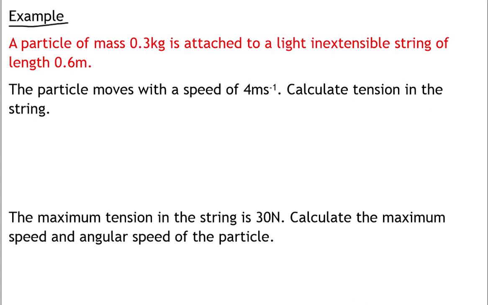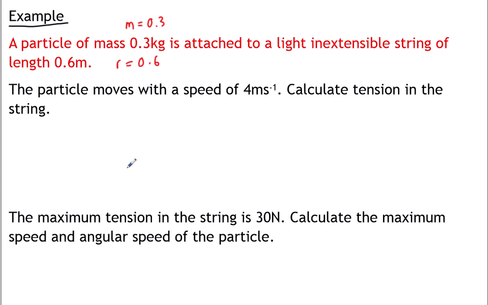A particle of mass 0.3, so m is 0.3, is attached to a light inextensible string, so I don't have to worry about the weight of the string as well, of length 0.6, so the radius is 0.6. The particle moves with a speed of 4 meters per second. Calculate the tension in the string. So it's going round in a circle. v is 4, the radius is 0.6, and m is 0.3. And we've got to calculate the force in the string. So how much force does it need to keep this particle from flying off?